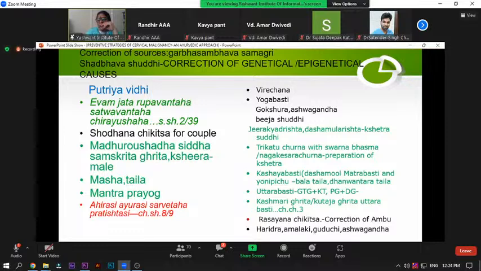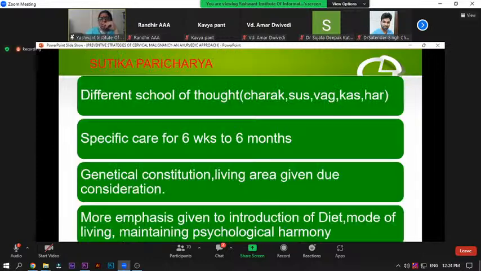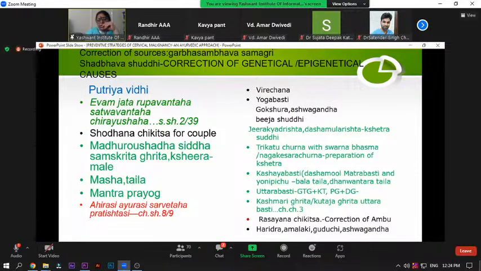pregnancy. Haridra, Amlaki, Kuduchi, Ashwagandha, any of these can be given for at least 6 weeks before conception, along with the routine folic acid or whatever vitamin supplements we are giving. So this preconceptional care will help in correcting the abnormal DNA methylation and help to prevent the offspring's tridosha abnormalities which can develop into cancers in adulthood.